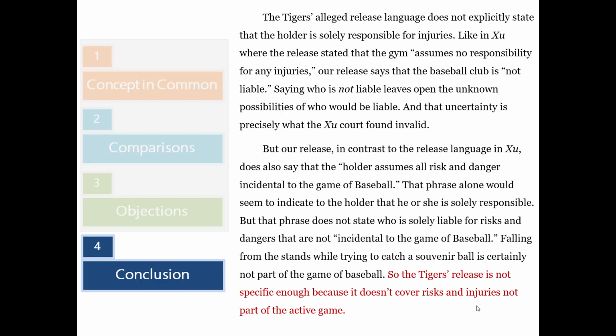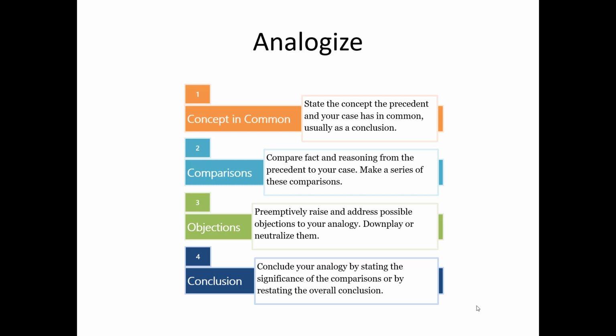But anyway, after you downplay the objections, then you state the conclusion again. And notice the first line: the language does not explicitly state that the holder is solely responsible. That's the argument, and you come back to it down here. It's not specific enough because it doesn't cover risk and injuries not part of the active game. So those are related. You state the conclusion near the end, and it relates to what's at the top. So here's a summary of those 4 points, and then I have examples on the next slides. I think you just need to study them.